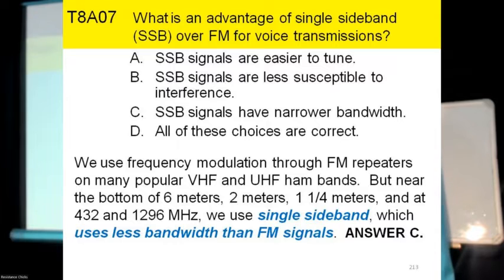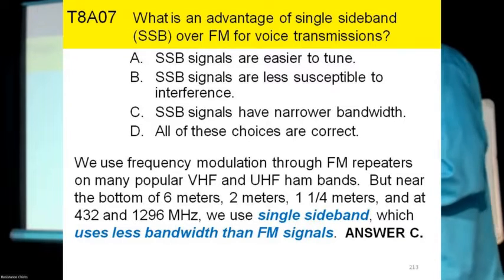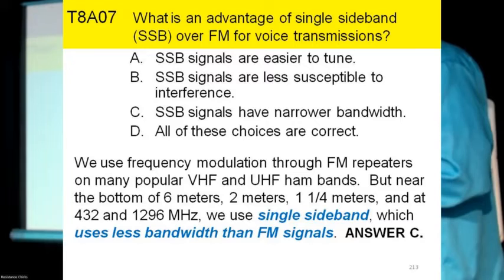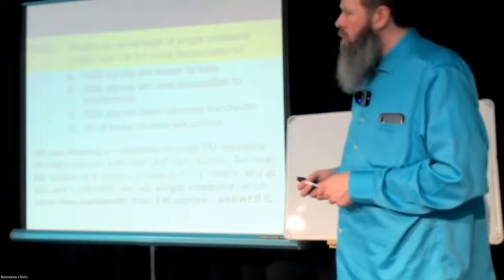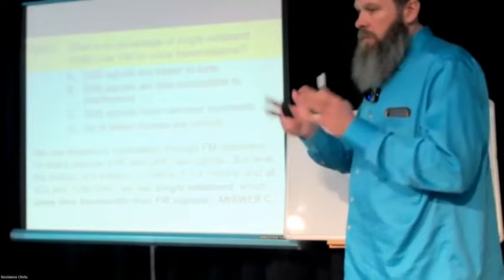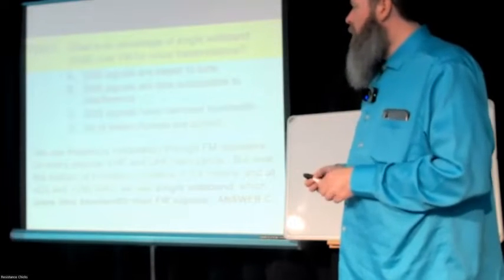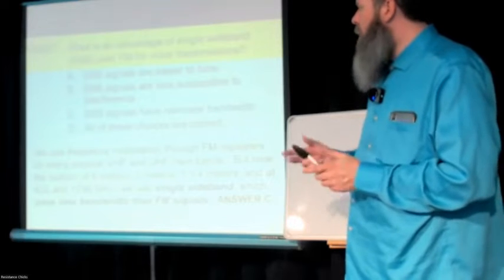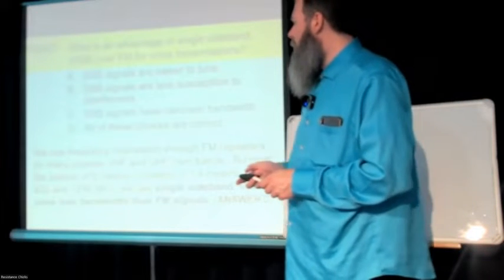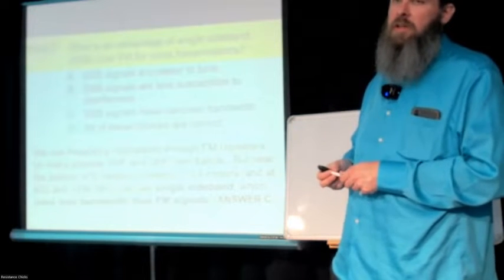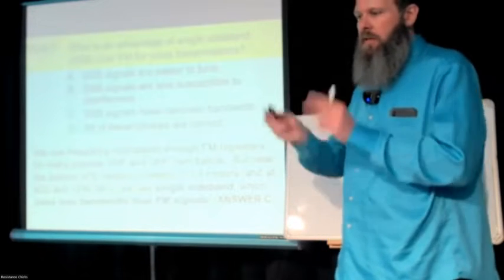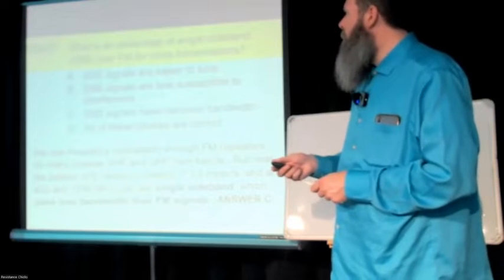What is an advantage of single sideband over FM for voice transmissions? The answer is single sideband signals have narrower bandwidth. So FM takes up a lot of frequency space. Single sideband is very narrow. Single sideband does not sound nearly as good as FM, but you can fit more single sideband conversations in a given frequency range.